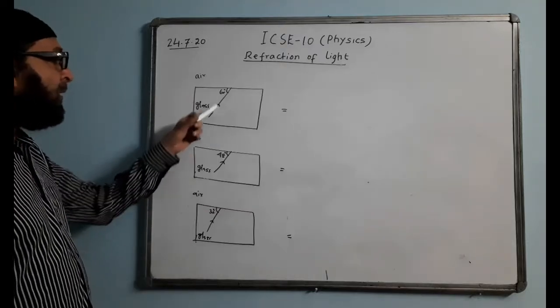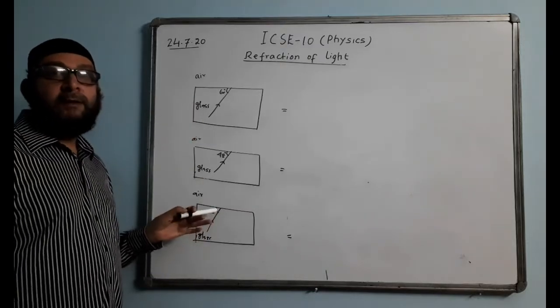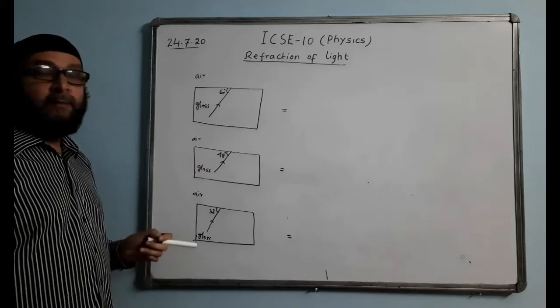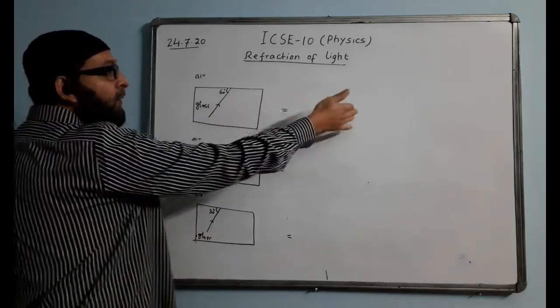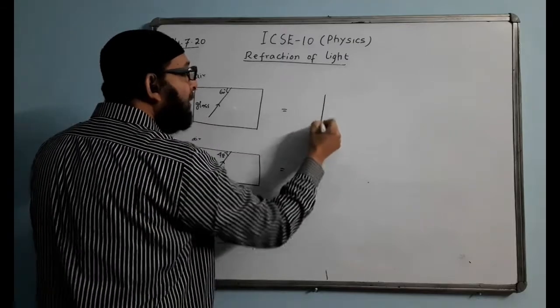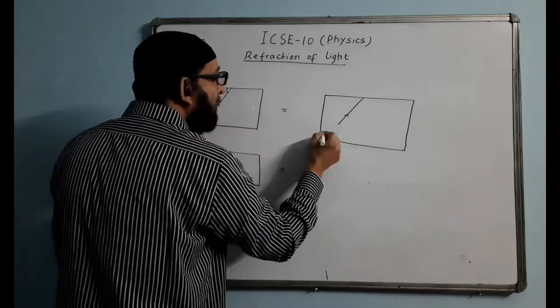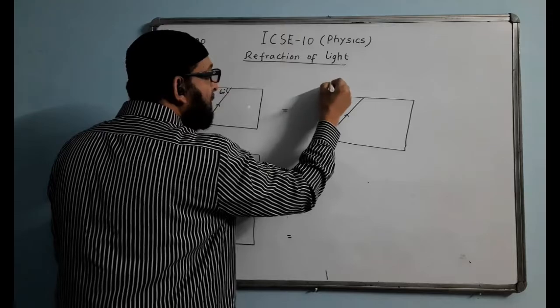These are 3 incomplete diagrams given, and the question is asking you to copy and complete the diagram. This is the incomplete portion. We'll be completing it over here. So let us redraw and complete. This is glass, this is air.